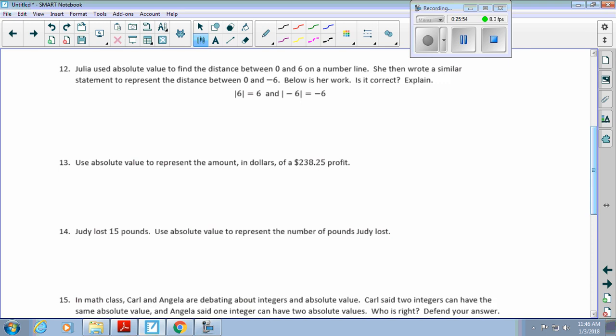All right. So anyway, it says, then she wrote a similar statement to represent the distance between 0 and negative 6. Below is her work. So we're going to play teacher here. All right. And we're going to figure out if she's correct. So her first statement here is the absolute value of 6 equals 6. Do you think she is correct? No. Yes. Yes, she is correct. Yes, she is correct. What's it? Tori, tell me, what's the distance from 6 and 0?